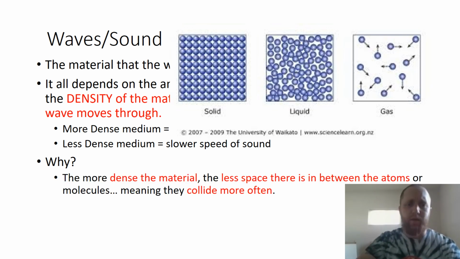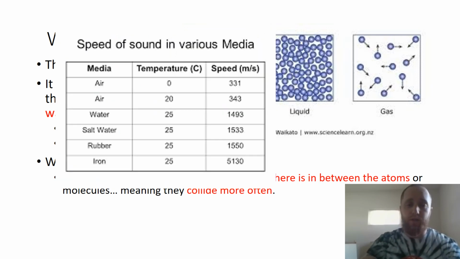And so the more dense the medium is, the faster sound travels. It's because there's less space between those atoms. There's more collisions that are going to occur as one of those particles begins moving.